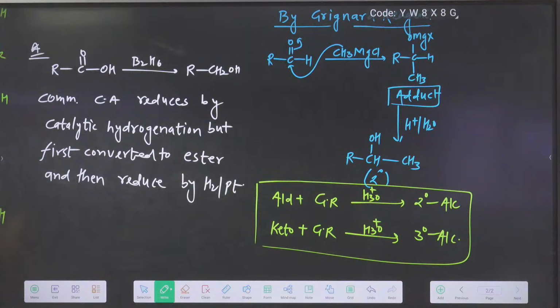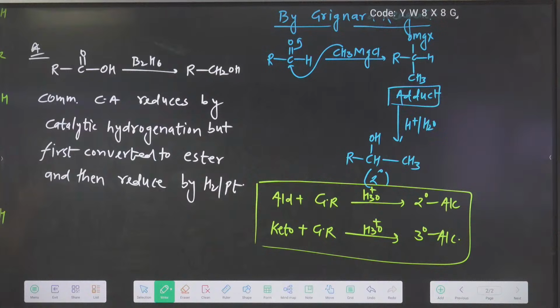So simple. How many ways are there for the preparation of alcohol? First way was by addition of water on alkene, and addition of water on alkene proceeds in 2 ways. First way was acid catalyzed hydration, and second way was hydroboration oxidation. Now next we started reduction of carbonyl compound. Clear to everyone, yes or no?